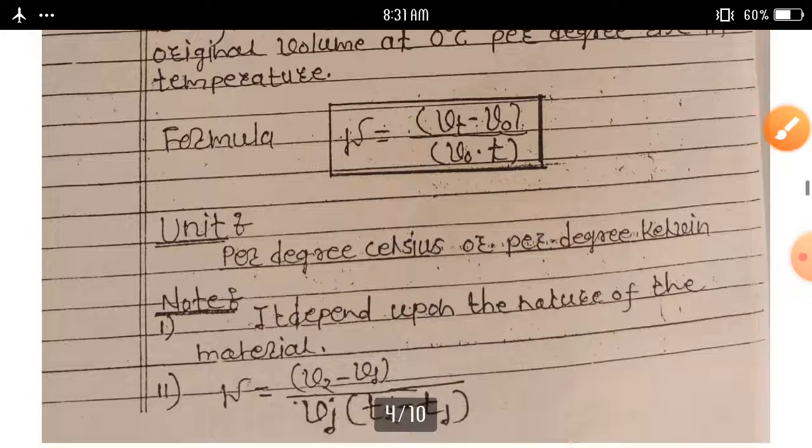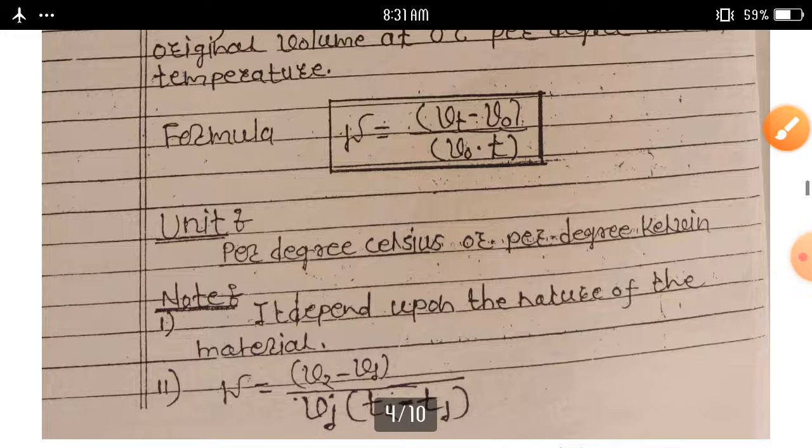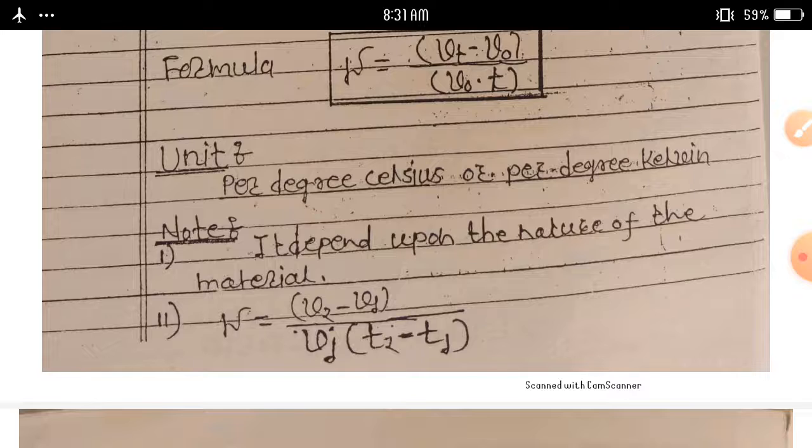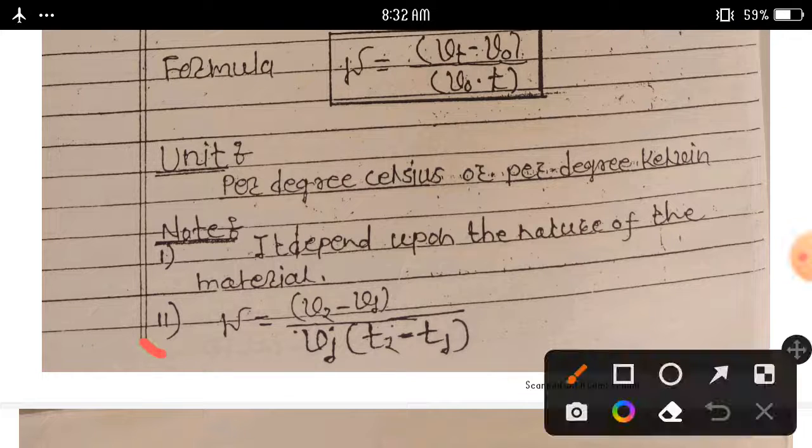Then we write the units of the coefficient of volume expansion. This becomes per degree Celsius or per degree Kelvin. Note, first note, it depends upon the nature of the material. And next note, we can write another mathematical form of the coefficient of cubical or volume expansion. This becomes gamma is equal to V2 minus V1 upon V1 into t2 minus t1.